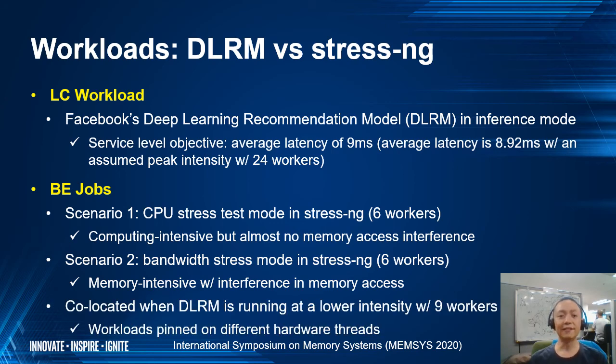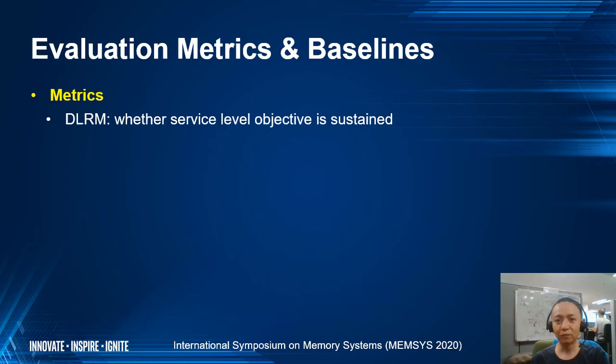In both scenarios, stress-ng is run with 6 workers. When DLRM is running at a lower intensity with 9 workers, we collocate stress-ng on the server. The workloads are pinned on different hardware threads for better management of CPU cycles. Two metrics are considered in the evaluation. For the latency critical workload DLRM, we check the average latency to see whether the service level objective is sustained. For the best effort job stress-ng, we check its throughput measured in bogo ops.